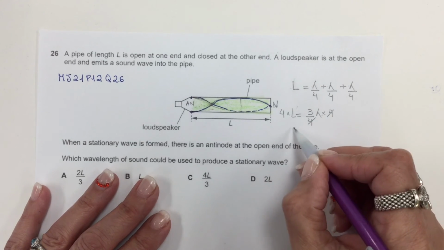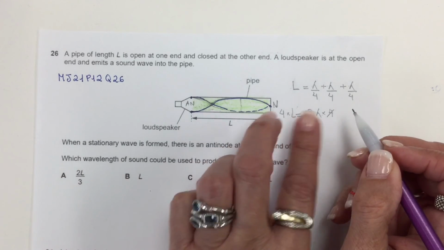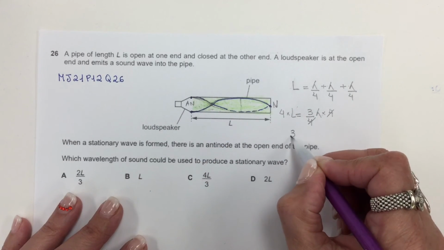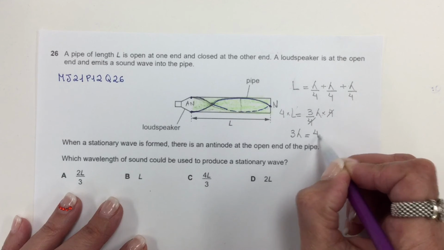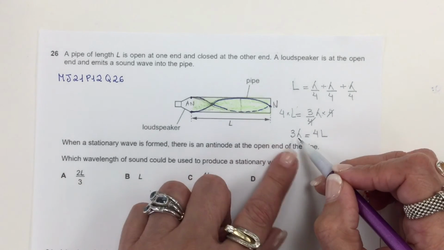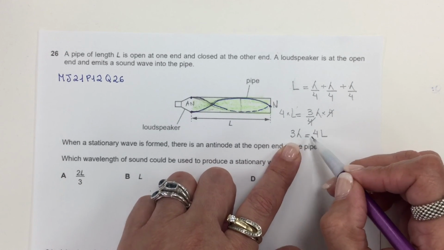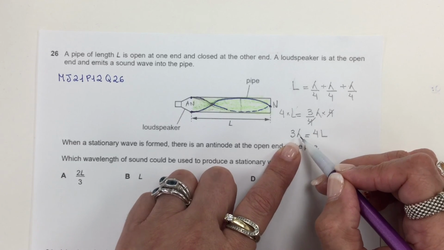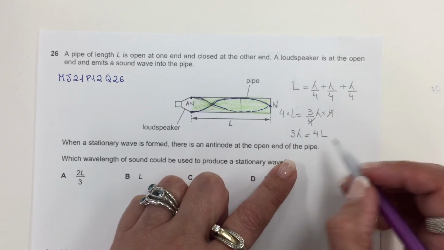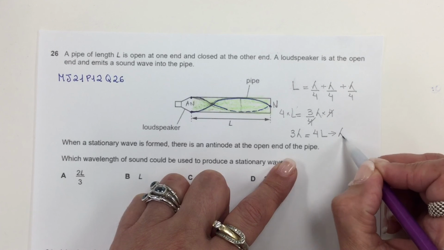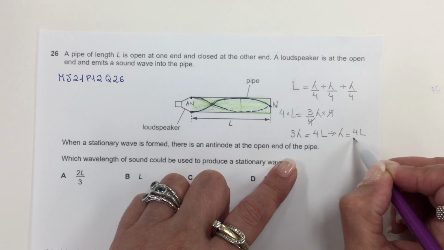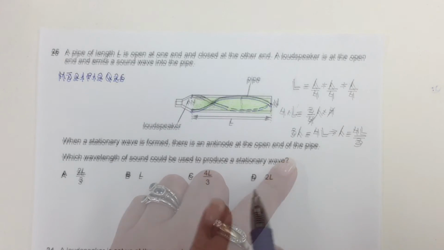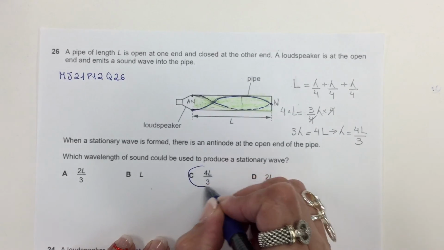Okay, so now I multiply both terms by 4. Actually, I'm going to flip this. I'm going to do 3 lambda is equal to 4L, because I want to arrange this equation in terms of the wavelength, lambda. So lambda is 4L over 3. And we have a winner, option C.